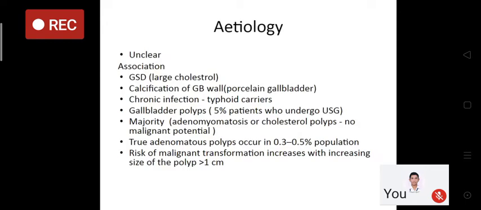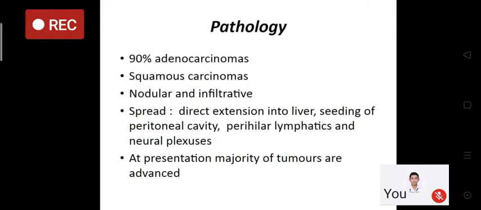Pathologically, these tumors are majority of the time adenocarcinoma, or a small group of patients may have special carcinoma. These may be either nodular on microscopic examination or infiltrative. The nodular variety, which is localized, has a good prognosis compared to infiltrative type. See the spread of tumor, either a direct extension to adjoining organ, like from gallbladder to liver, or to colon, to jejunum, or settling in the peritoneal cavity, or metastasis along the lymphatics.